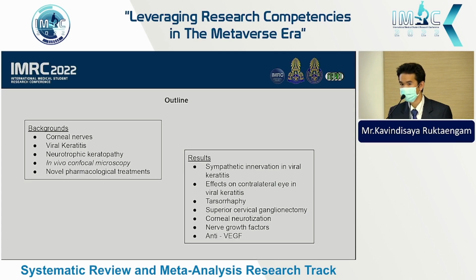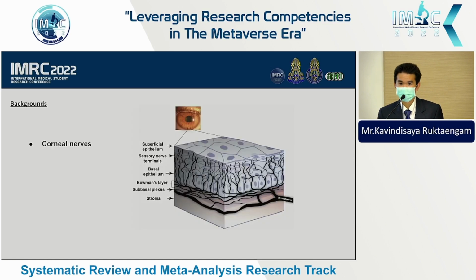So this is my outline. Let's begin with some introduction. So the corneal nerves originate from the ophthalmic branch of the trigeminal ganglion and provide sensory and trophic functions to the cornea.